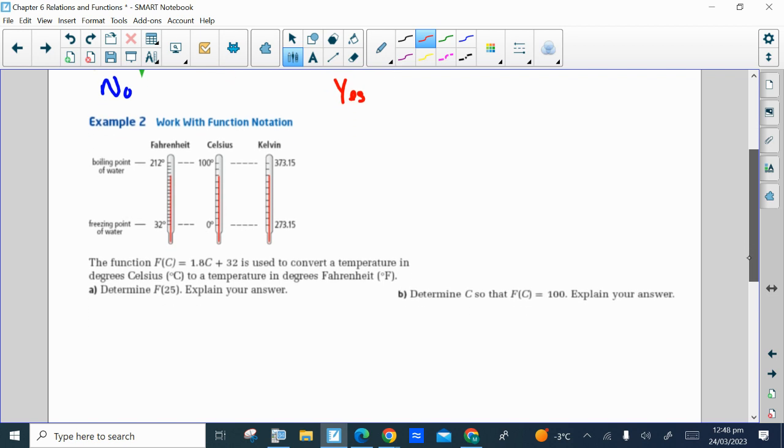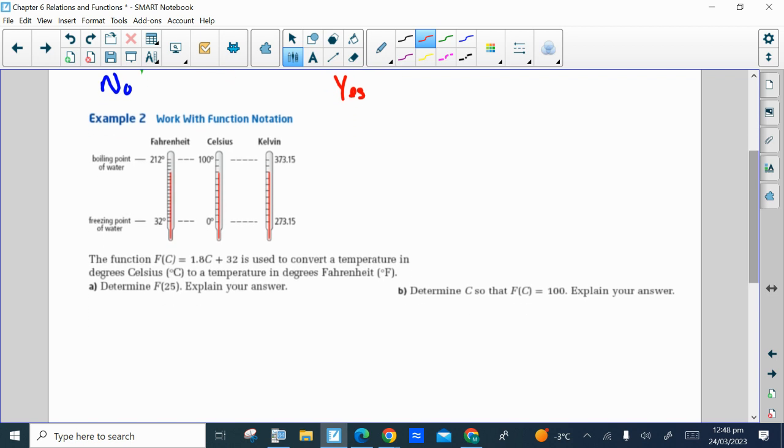So let's look at some examples where we work with equations that are in function notation. The function f at c equals 1.8c plus 32 can be used to convert a temperature in degrees Celsius to a temperature in degrees Fahrenheit. So again, this tells us that the temperature in Fahrenheit is a function of what it is in degrees Celsius, because you have c in the brackets, you've got c as a variable in the equation.